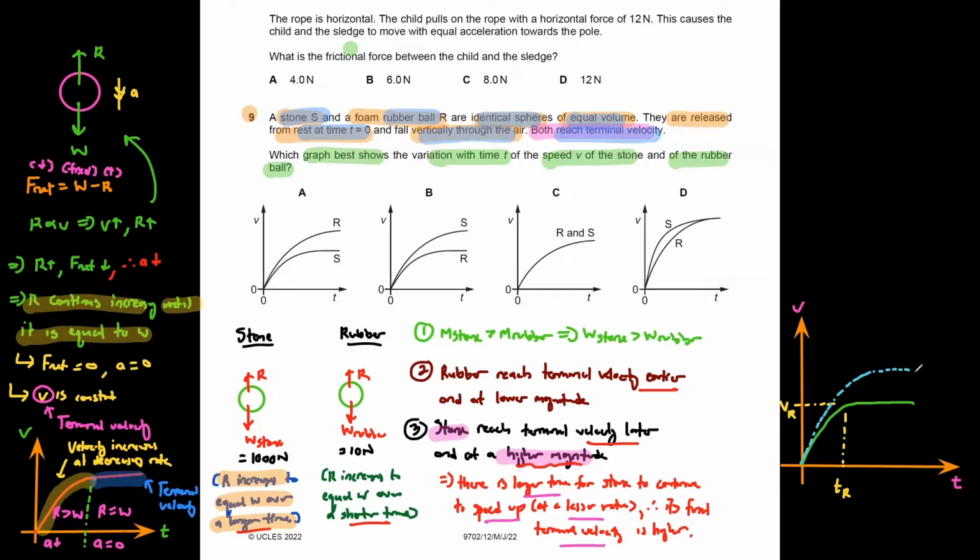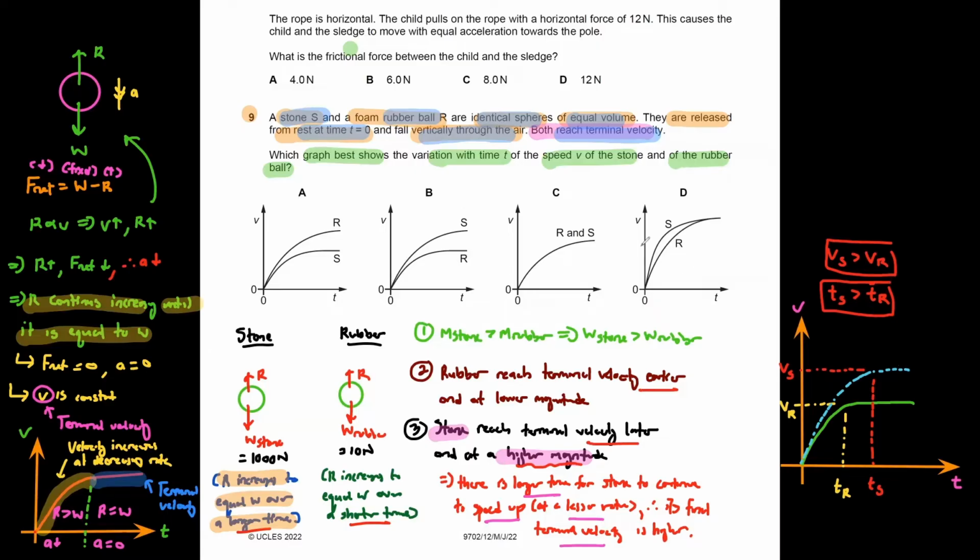Okay, so my terminal velocity is reached at a much later time. Say this one is TS, and then my magnitude of terminal velocity will be larger. So in other words, the magnitude of terminal velocity for stone is going to be larger than that of rubber. And the time taken to reach terminal velocity for stone will be larger than that for rubber.